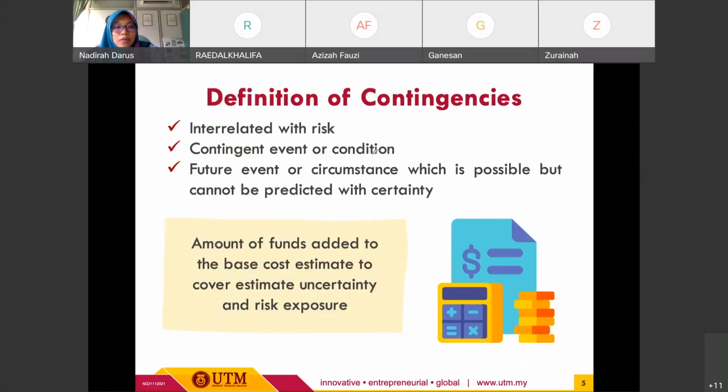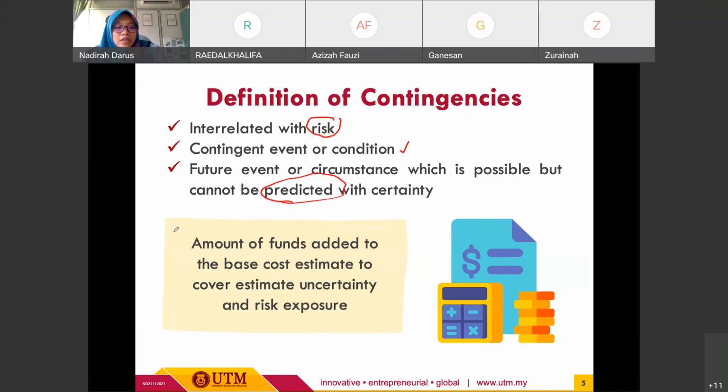The other one is contingencies. Overall, contingencies are quite related to risk. They are interrelated, and mostly it refers to a contingent event or condition. Contingencies are related to future events or circumstances which are possible but cannot be predicted with certainty. So that's why we need to consider contingencies in the cost estimation.